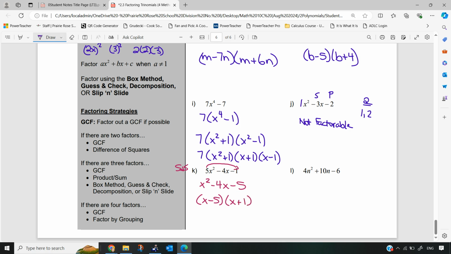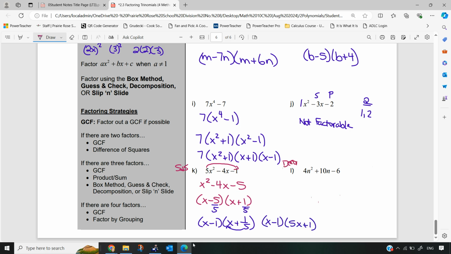I need to divide out the 5 and then reduce. So that's going to give me x minus 1 and x plus 1 over 5. And then the last step is to slide that 5 back. So we're going to have x minus 1 times 5x plus 1.